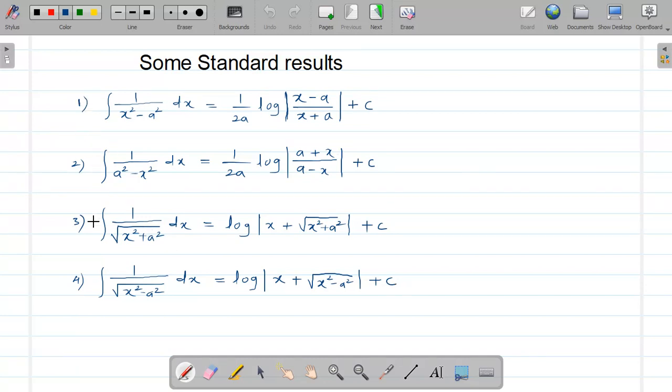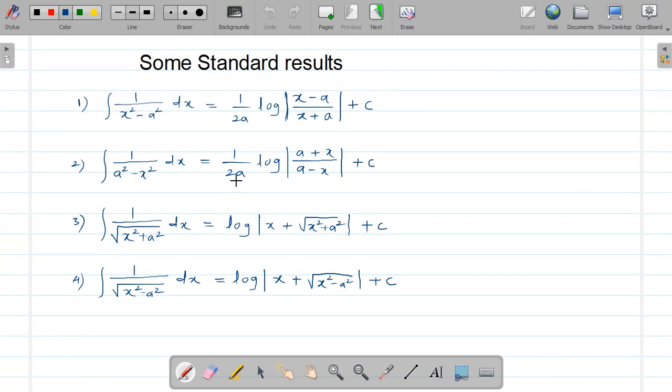Now by using all these four results, last time we discussed type number 1 and type number 2, with some examples related to them. If you have the denominator in this form, that is x square minus a square, a square minus x square, or root of x square plus a square, or root of x square minus a square, and the numerator is 1, then we have to use these standard results.